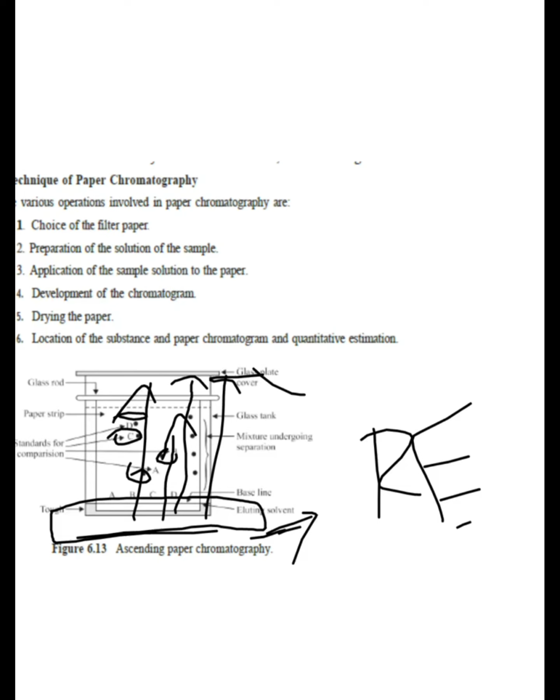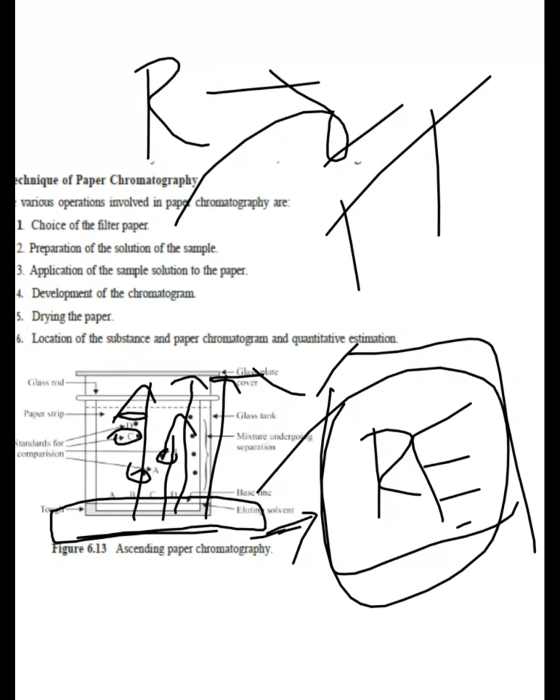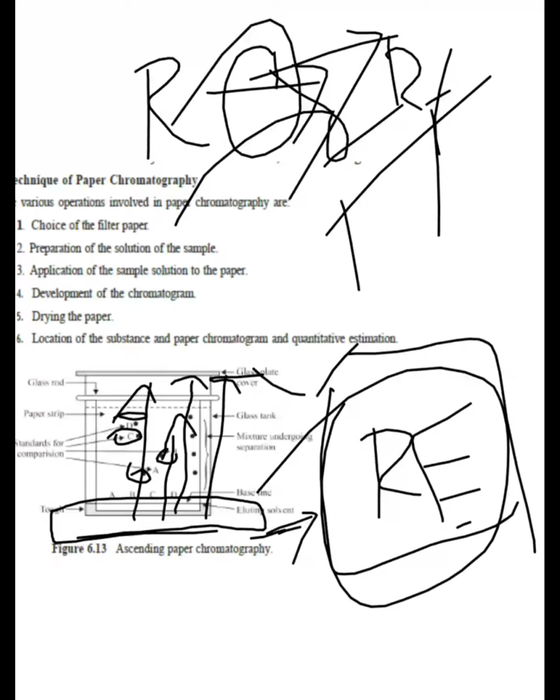So for the different compounds, for amino acids, organic compounds, or phytoconstituents in the extract from the plant, for different molecules there is a different RF value. So if the RF value matches with that value, that is the compound present in the given mixture, and it can be identified.